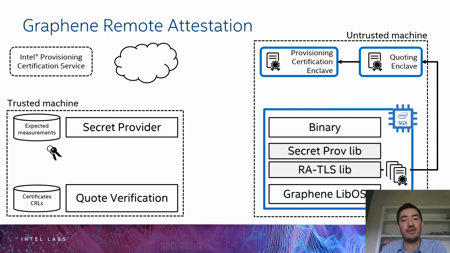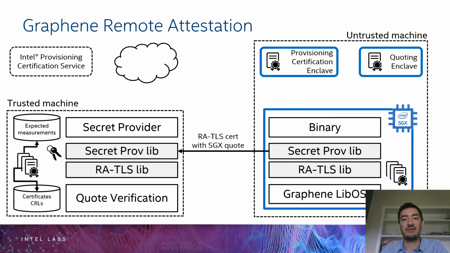Graphene contains two libraries that transparently add remote attestation to the application. The RA-TLS library augments normal SSL/TLS sessions with an SGX-specific handshake callback. The secret provisioning library builds on top of RA-TLS and runs before the application. First, the secret provisioning library instructs RA-TLS to collect all SGX-related certificates and create a normal X509 certificate chain out of them.